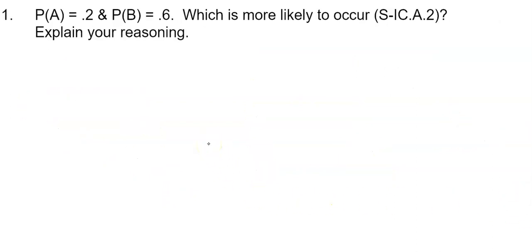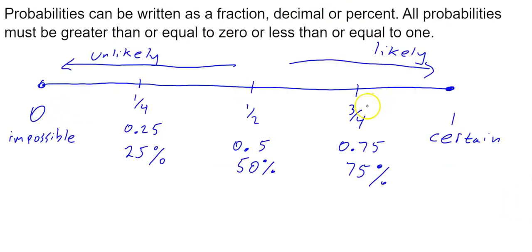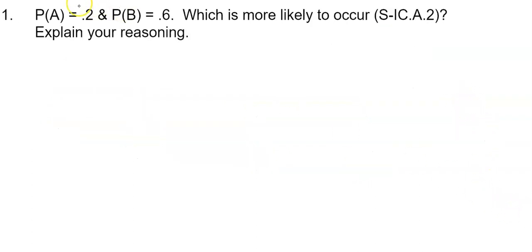So if you're looking at number 1, it says the probability of event A is 0.2 and the probability of event B is 0.6. Which of these is more likely to occur? So remember, the closer you are to 1, the more likely you are to happen. So when you're looking at this one, you need to ask yourself, which of these is closer to 1, 0.2 or 0.6?